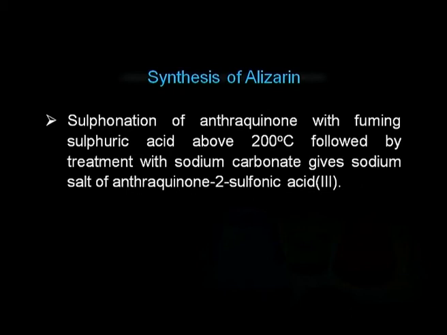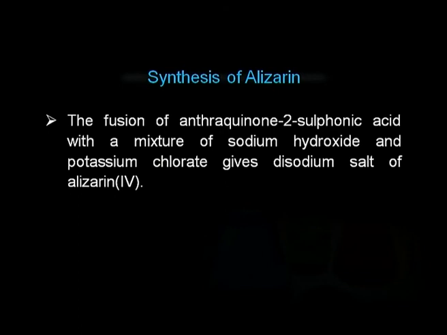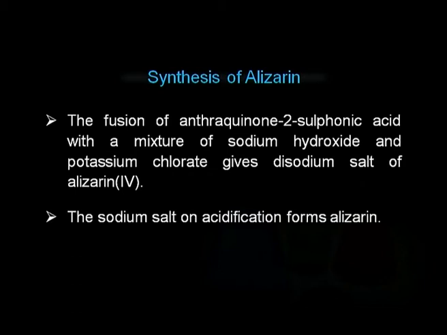The synthesis involves oxidation of anthracene with potassium dichromate to anthraquinone. In the synthesis of alizarin, sulfonation of anthraquinone with fuming sulfuric acid is done above 200 degrees centigrade, followed by treatment with sodium carbonate, which gives the sodium salt of anthraquinone-2-sulfonic acid. The fusion of anthraquinone-2-sulfonic acid with a mixture of sodium hydroxide and potassium chlorate gives the disodium salt of alizarin. The sodium salt on acidification forms alizarin.